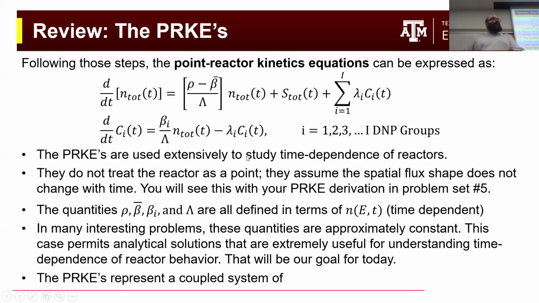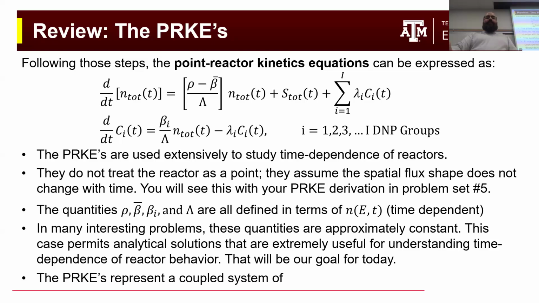All of these quantities that appear in here, like rho and beta and big lambda, kind of depend on my neutron population. So they themselves are usually time dependent, but we can treat them as constants. That allows us to do analytical calculations with these point kinetics equations that end up being very useful for understanding time dependence. And that's going to be our goal for today.